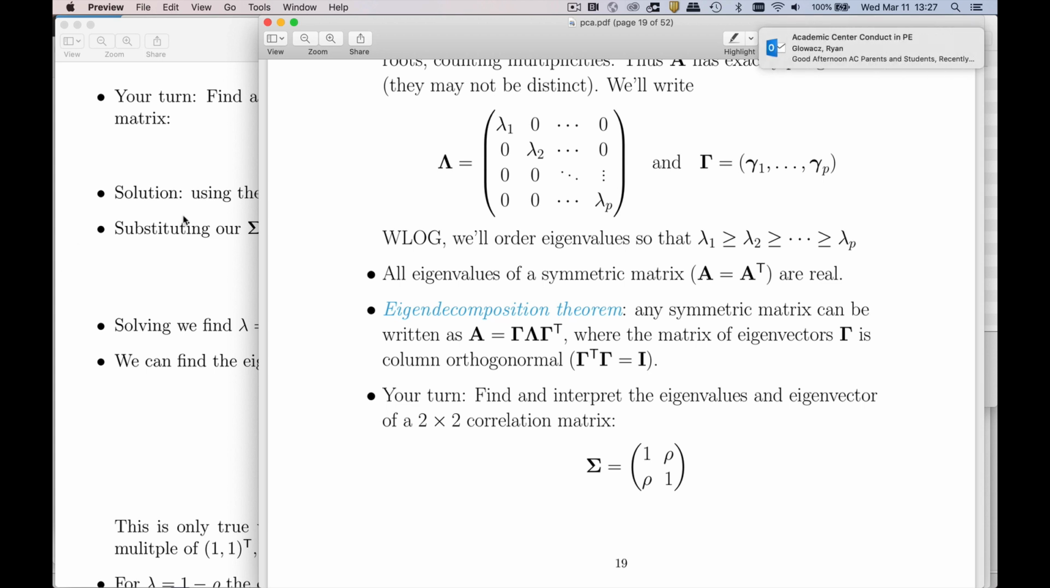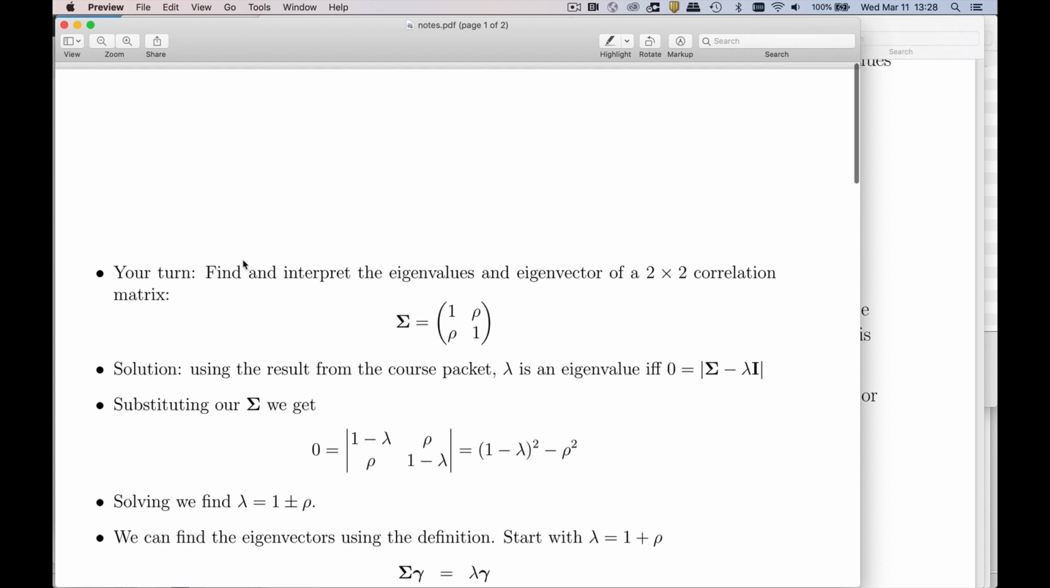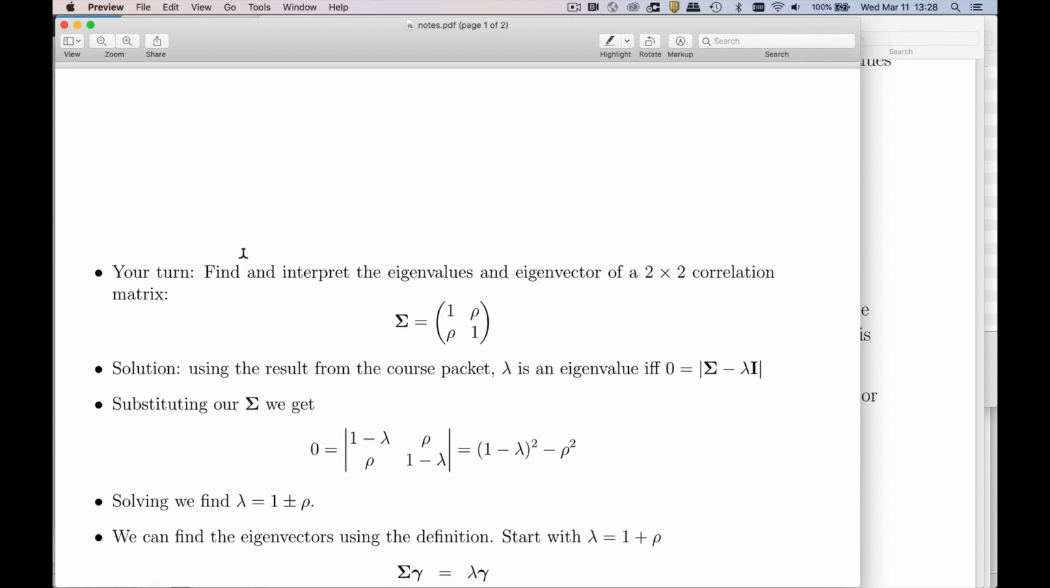So let's go over here. I've worked this out already; ordinarily, I would do this on the chalkboard. How do we find the eigenvalues and eigenvectors? Let's go back to that result I gave you. A scalar lambda is an eigenvalue if we solve this equation: the determinant of my symmetric matrix minus lambda I has to equal 0.